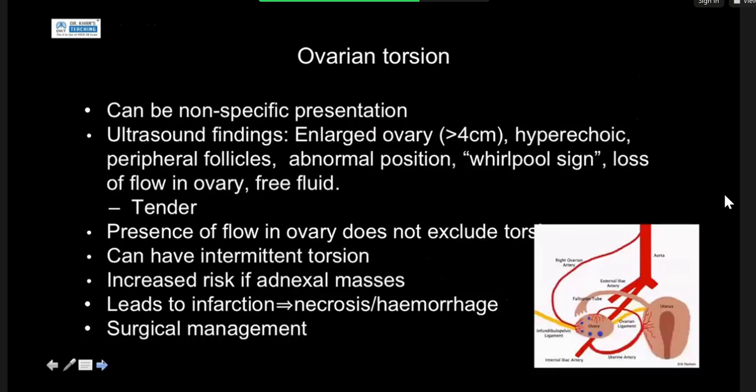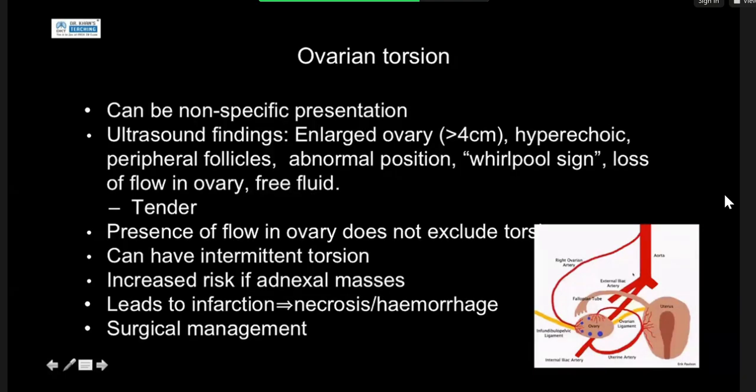So ovarian torsion is, again, a clinical diagnosis in the UK. So if the clinicians are worried about it, they should take them to theatre and not be asking for an ultrasound. But if it's an atypical presentation or a delayed presentation, they may then ask us to ultrasound the patient. And the findings we tend to see are an enlarged ovary of more than 4 centimeters, which was in our case, and it can be hyperechoic.